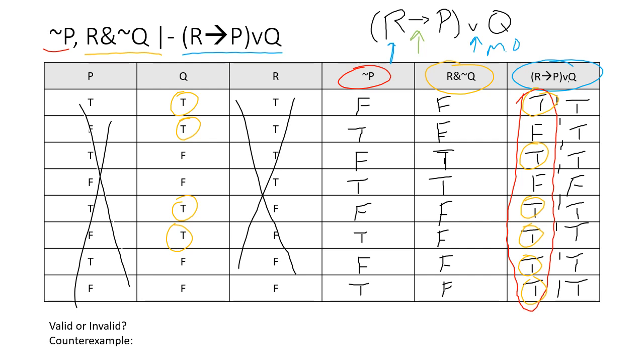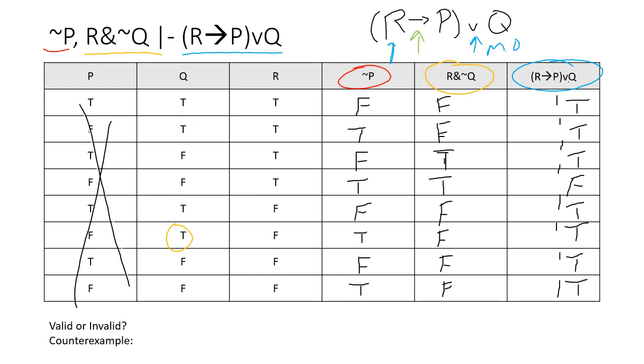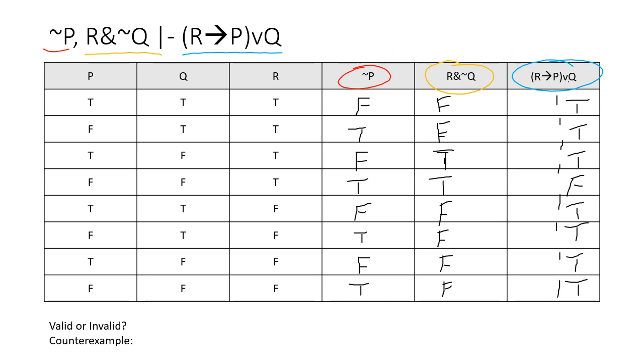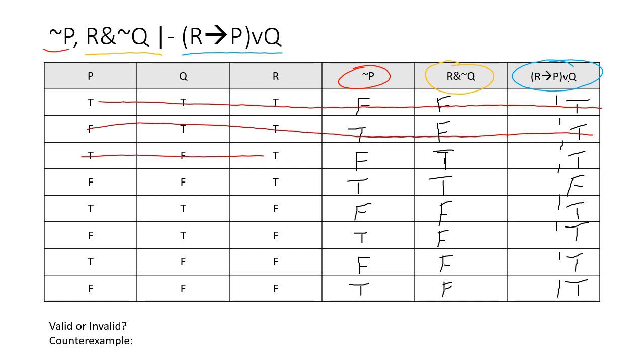So we can erase this left side because that's just associated with the arrow statement. We just need the main operator there. And so now we just got to do the same thing as we've done before. We just got to look for instances in which all the premises are true. So these first two columns, tilde P and R and tilde Q, are our premises. So let's see. This one, they're both false. One of them's false, one of them's false.